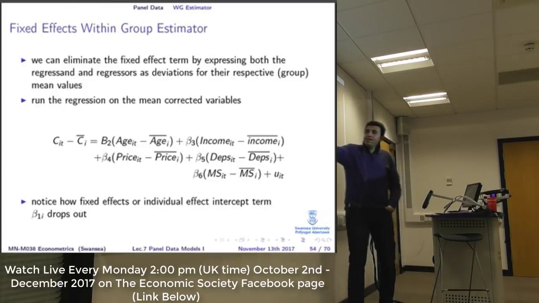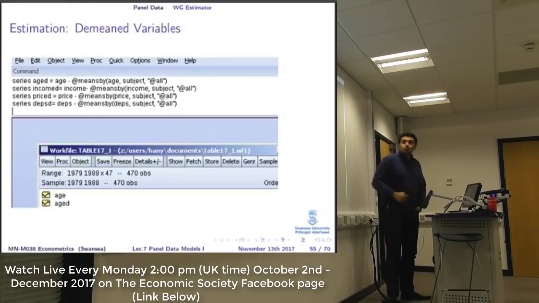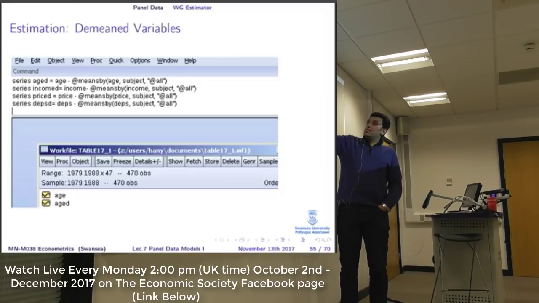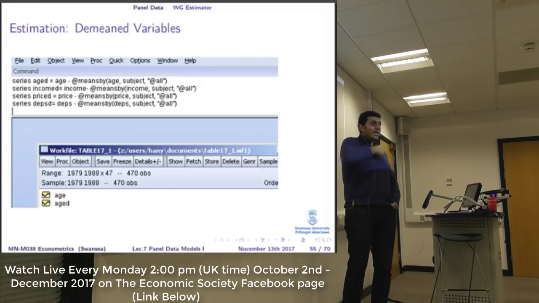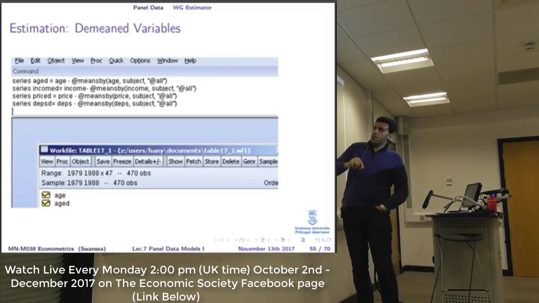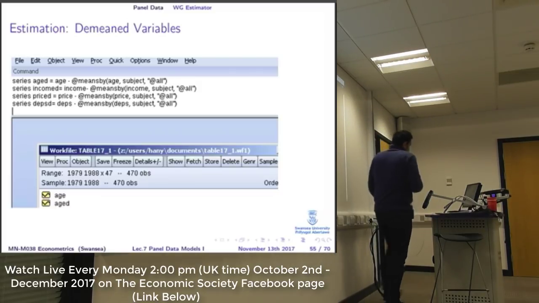So I'm saying age minus the average of age by subject. That's what I'm trying to say here. So this is @means by age, the variable I want to calculate the mean for, and by subject, so I want to do this for each one of the subjects. And I do the same thing for income and price, so all the variables in the model.